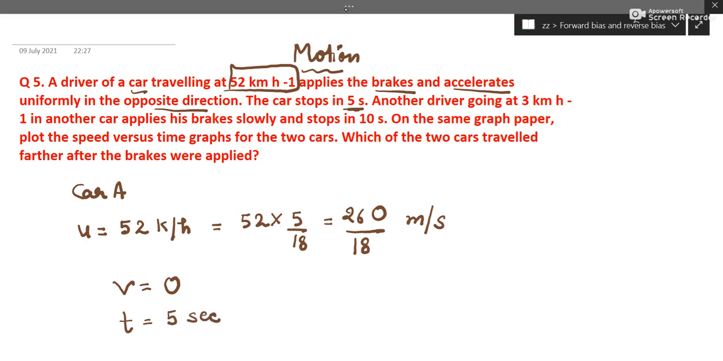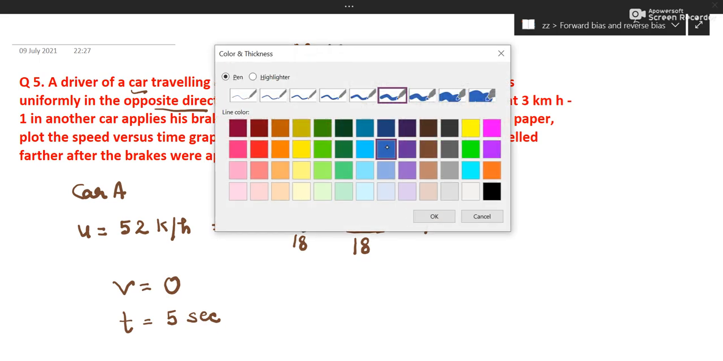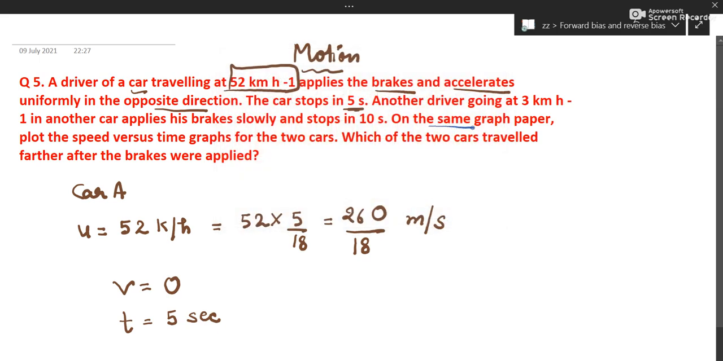So we can plot. See what they have asked actually. We'll have to plot in the same graph paper speed versus time for the two cars. So let us draw it separately first. What is the value of this? We will divide and see. 18 ones are 18. Okay, so 8. It will come equal to this value.